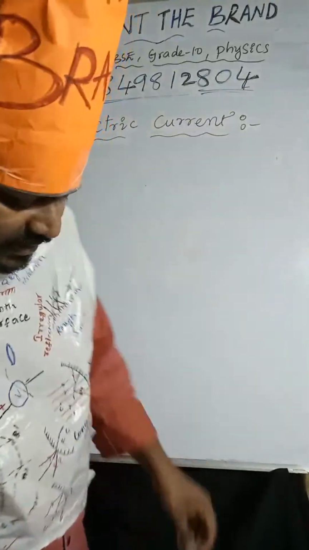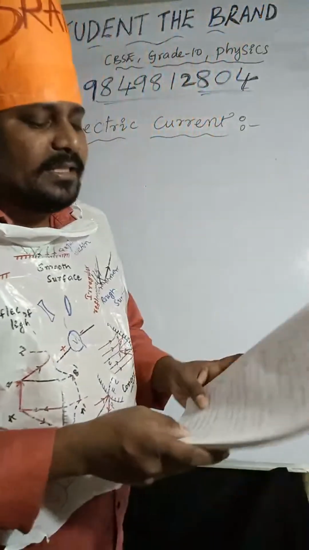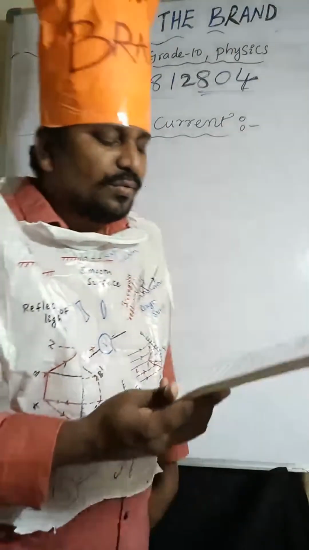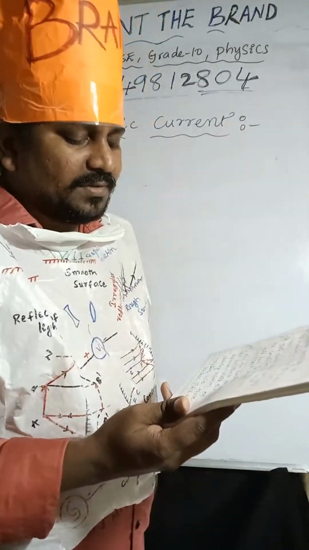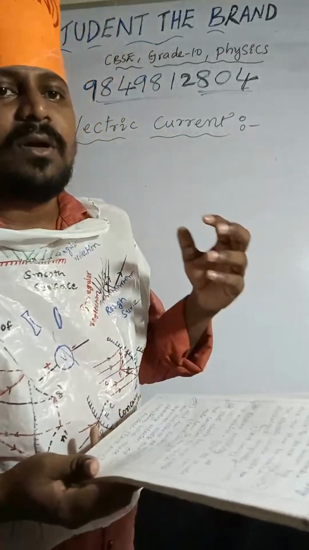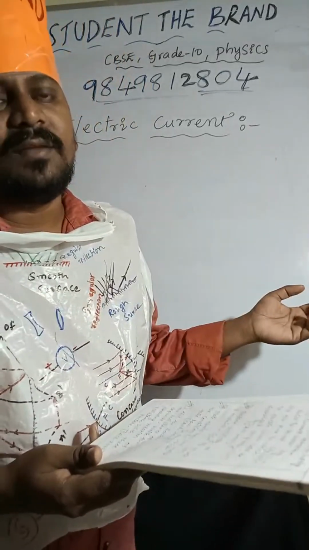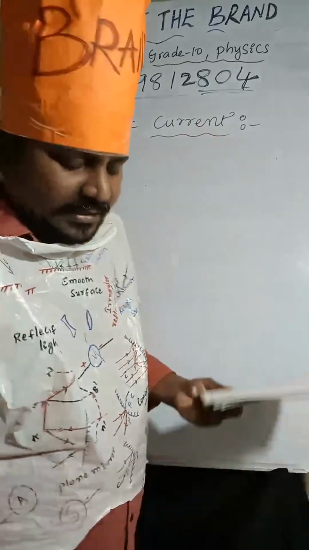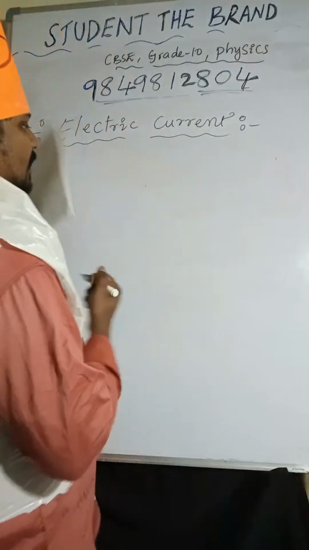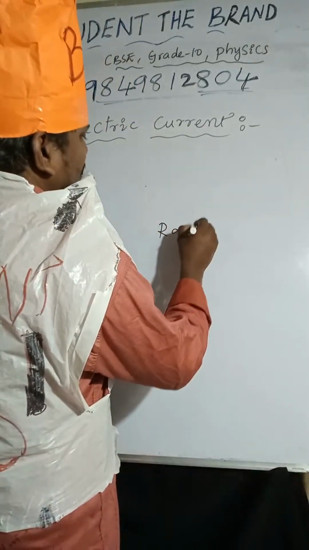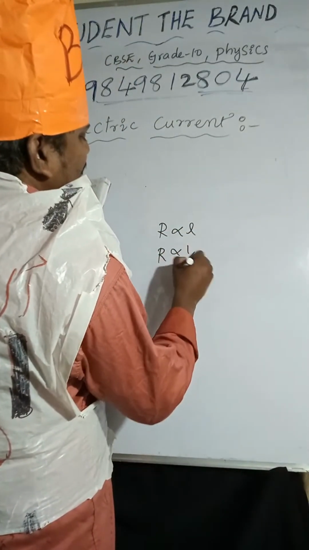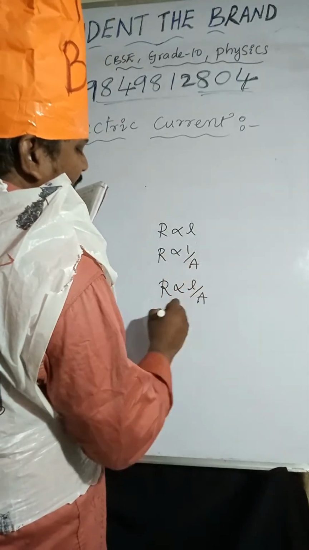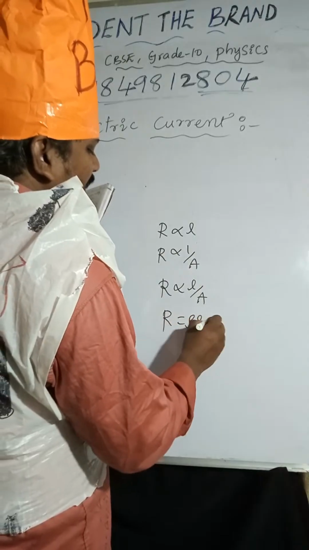Few more concerns. List the factors on which the resistance of a conductor depends. Write the formula showing the relation between these factors. R is directly proportional to length of the conductor. R is inversely proportional to area of the cross section. So R is directly proportional to L by A. R equal to rho into L by A.